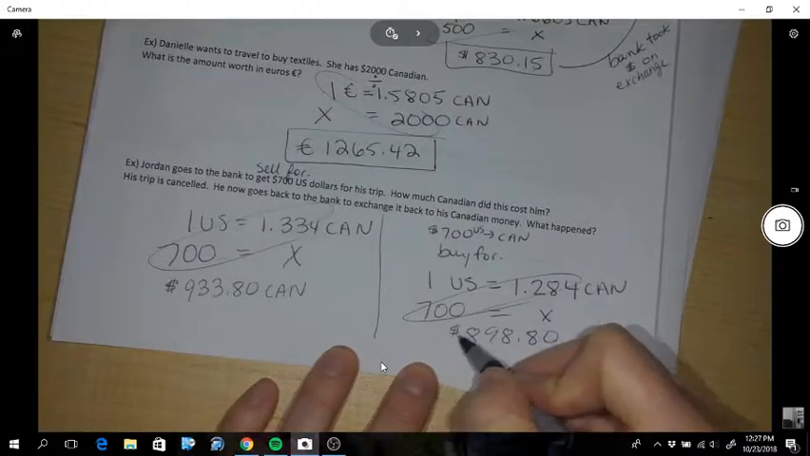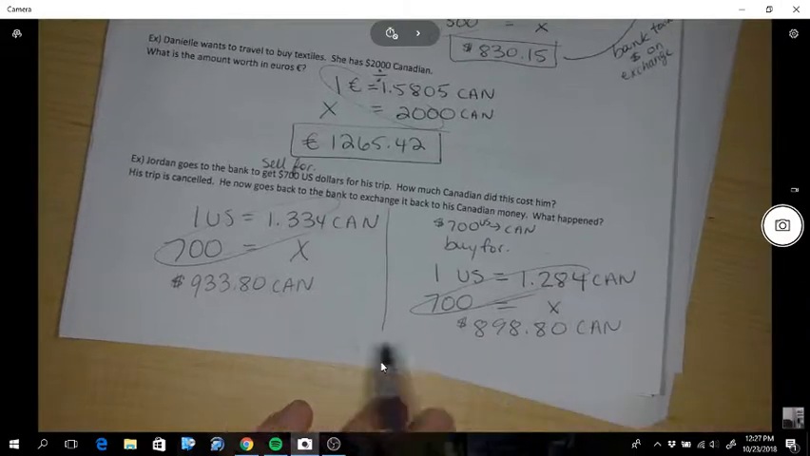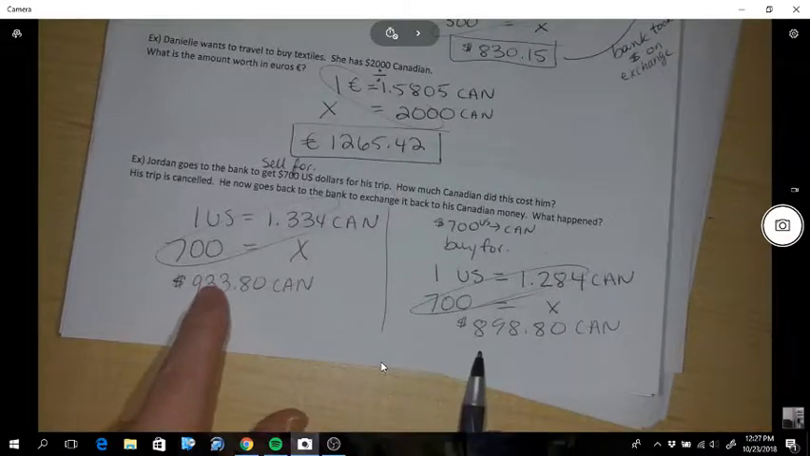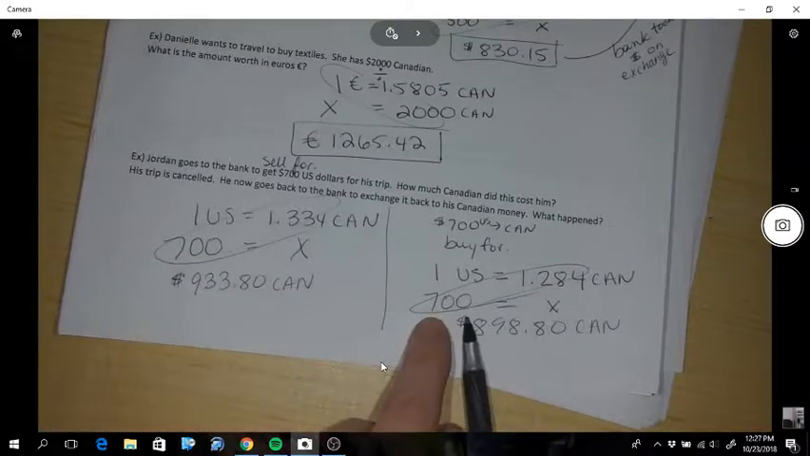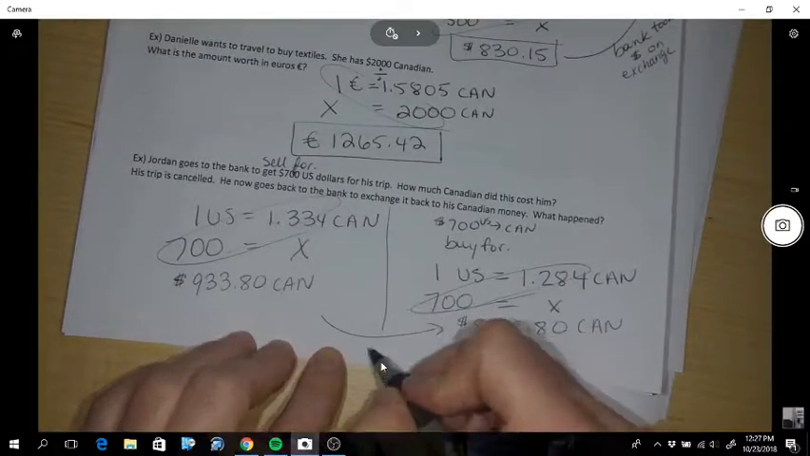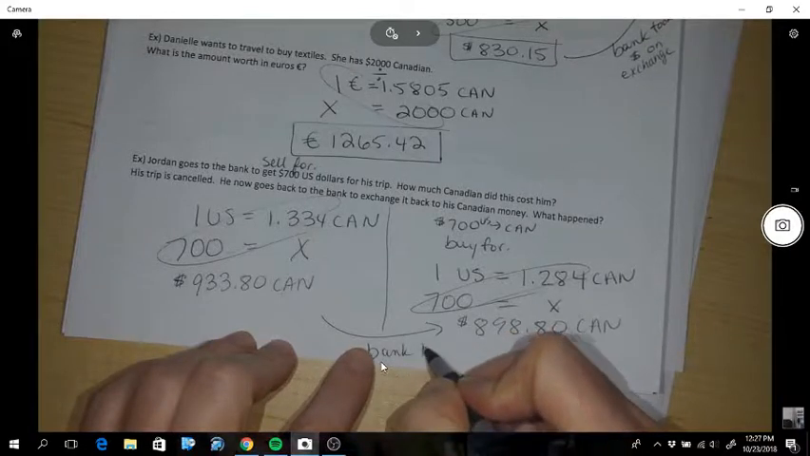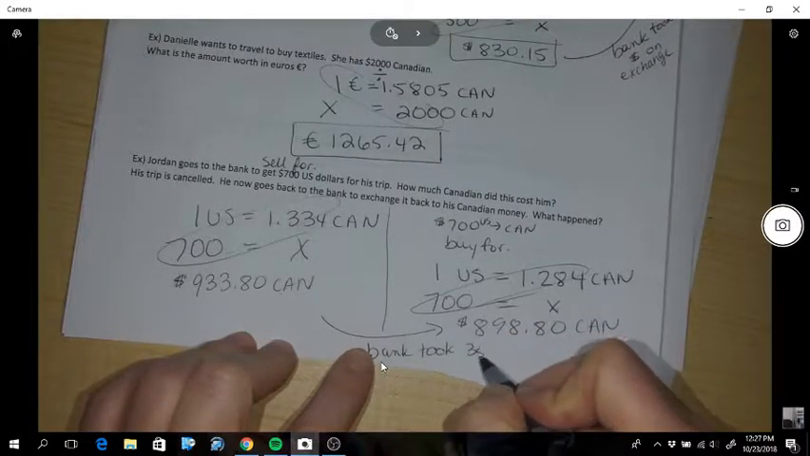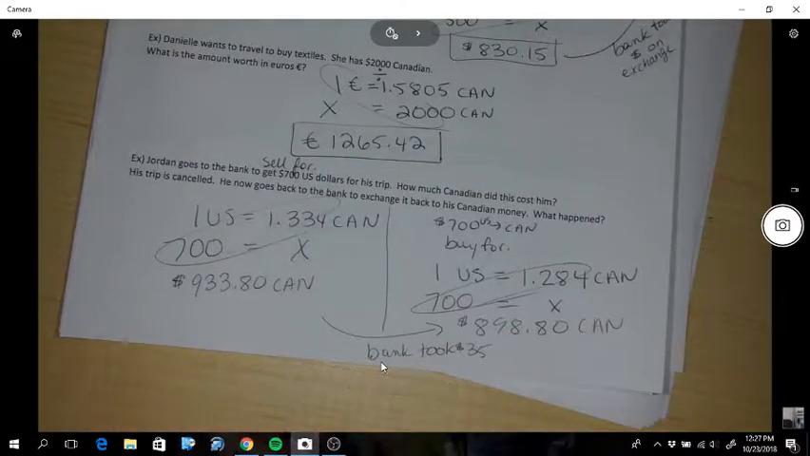And then it comes out to 898.80 Canadian. So what happened when he bought the 700 and then tried to return the 700? The bank took 35 of his Canadian dollars, or he lost out on the $35 on the exchange.